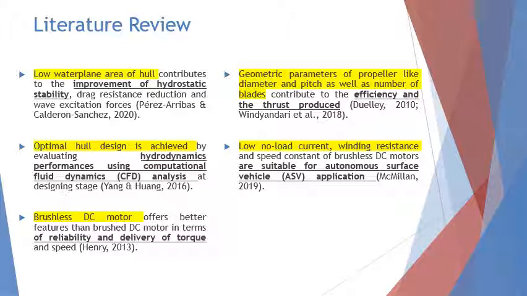Next, the geometric parameters of propellers like diameter and the pitch as well as the number of blades contribute to the efficiency and the thrust produced. Last but not least, the low no-load current, winding resistance, and the speed constant of brushless DC motor are suitable for autonomous surface vehicle, which is ASV application.